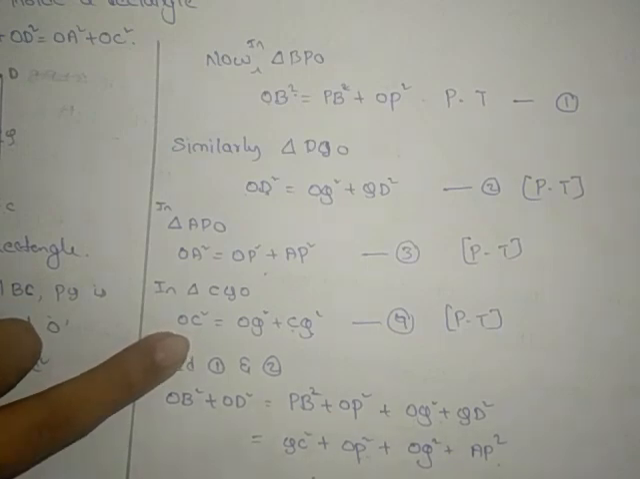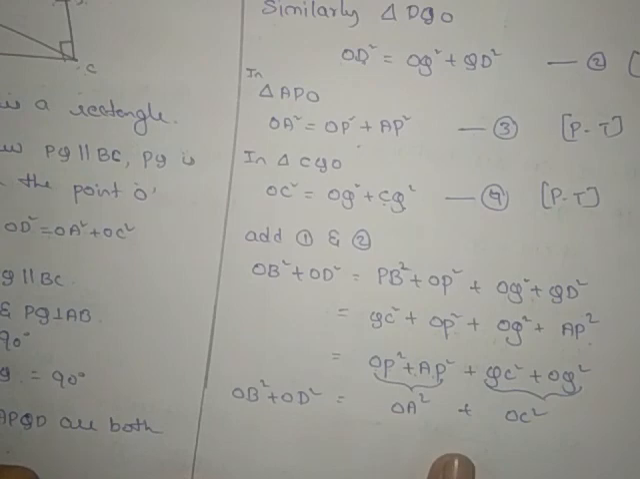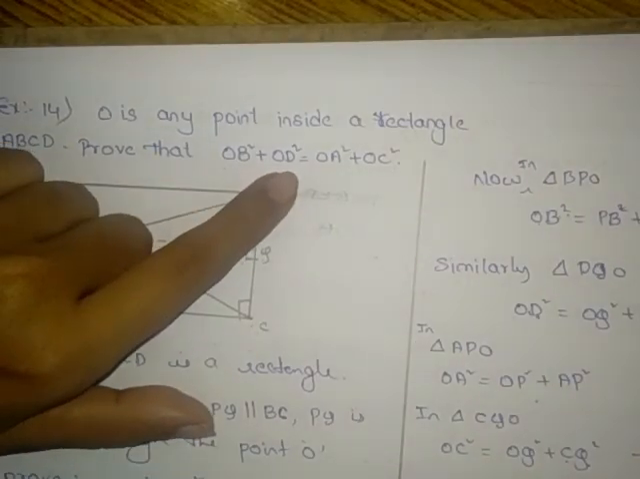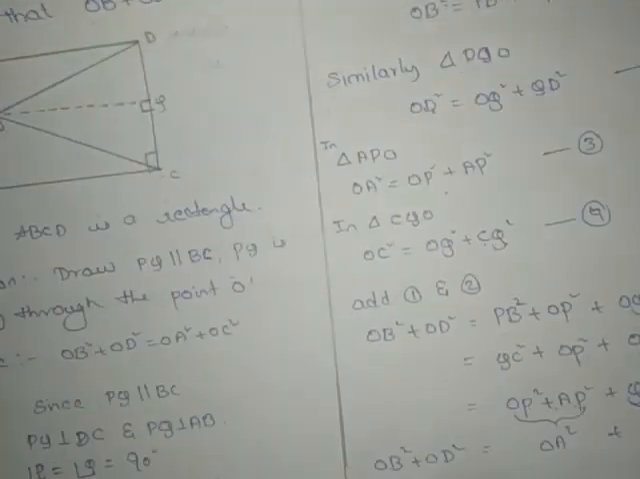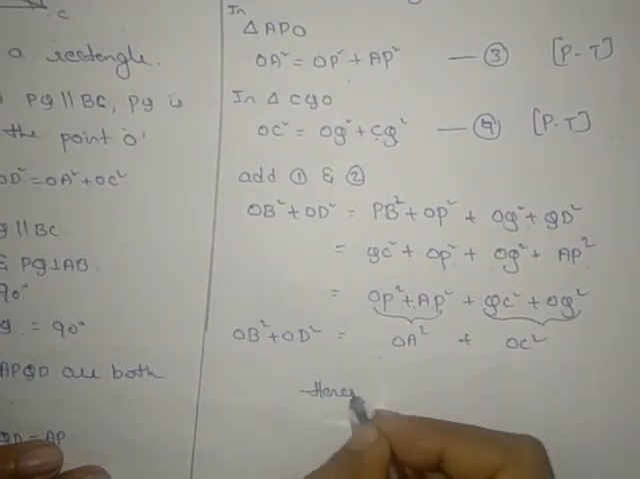Then the left hand side is OB square plus OD square, isn't it? This was the required answer. This is what we needed to prove, yes or no? You can observe it here. This was the answer. We had to show this, hence we proved this equation. Hence proved.